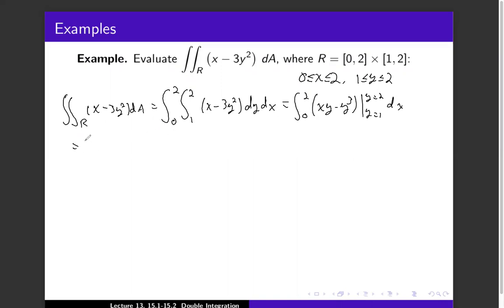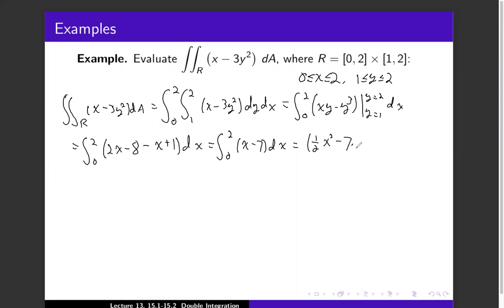dx. That's going to become the integral from 0 to 2 of, now plugging in y equals 2 first, that's 2x minus 8, minus x minus 1 dx. Actually, no, it would be minus x plus 1, wouldn't it? Yes. So that is going to become the integral from 0 to 2 of x minus 7 dx. In other words, that's 1/2 x squared minus 7x integrated from 0 to 2, or 1/2 times 4 minus 14, that's going to become negative 12.